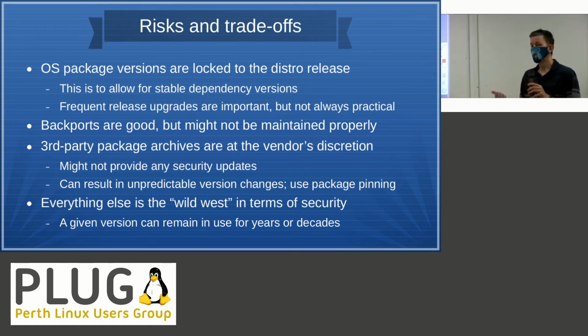If you don't have backports or a third-party package archive, it's the Wild West. You don't know how you're going to find out about security updates to software. You have to basically somehow know about that from a mailing list or whatever, and then go and manually install software when there's a new version with security fix.